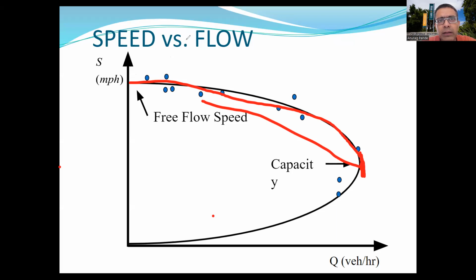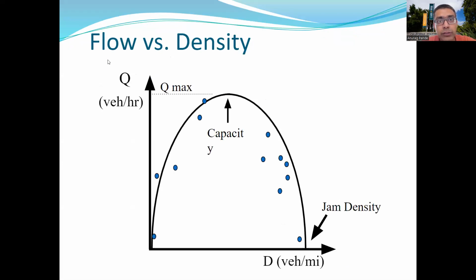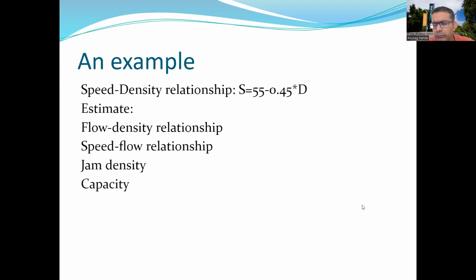If you go back and look at the chart here, you have flow on the x-axis, so speed on the y-axis. You can also derive flow and density relationship. That will also be parabolic in nature. And you have the capacity as the maximum flow rate, and the density. And again, at jam density, the flow will be 0.